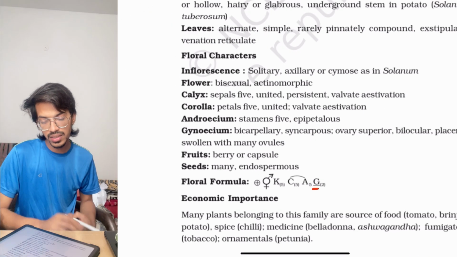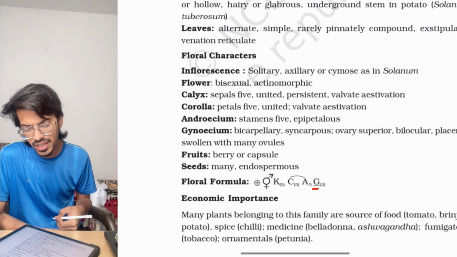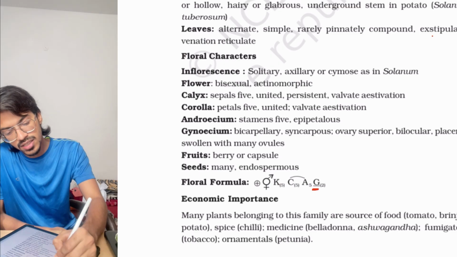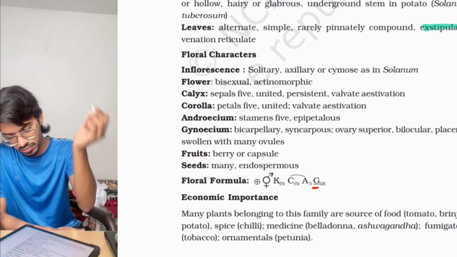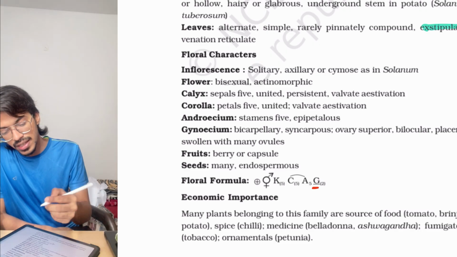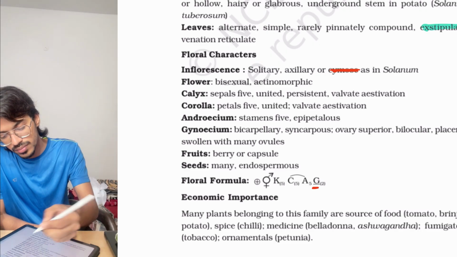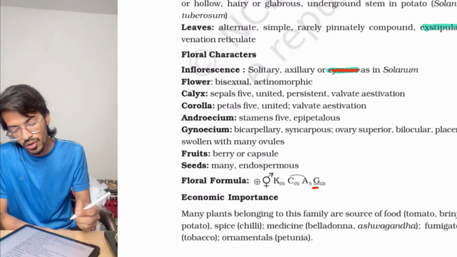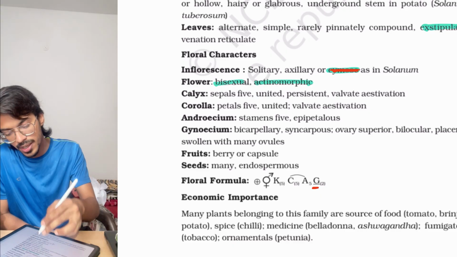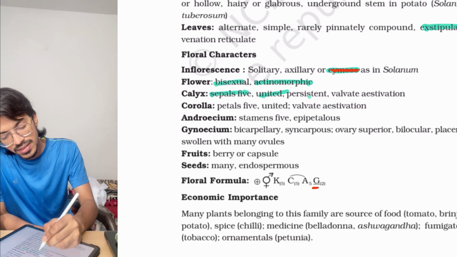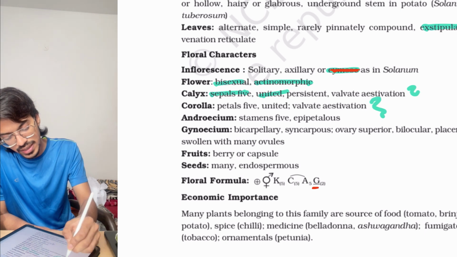Coming back to the leaves, you have to remember that a similar kind of thing was earlier present, but here the stipules are not present, where earlier they were present. That was the earlier Fabaceae family. Then the inflorescence is cymose type. They are bisexual, actinomorphic. Bisexual means actinomorphic only. Then sepals are 5, united. These things you can do easily.